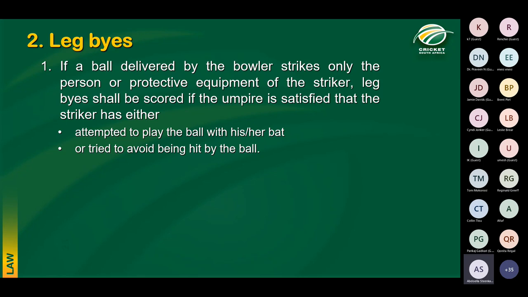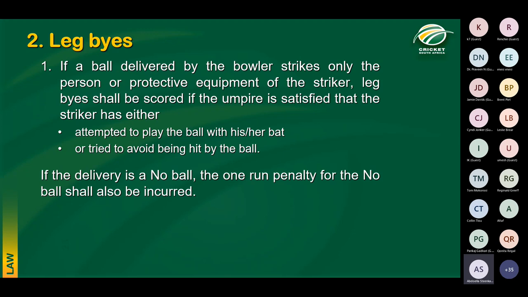Just to summarize again, the ball is delivered and the ball strikes any part of the person or the protective equipment of the striker. And then if they do decide to run, leg byes can only be scored if two criteria are met. The first criterion is the striker needs to attempt to play the ball with the bat. The second criterion, the striker needs to try to avoid being hit by the ball. If one of these criteria is met, the leg byes should be awarded if they do decide to run. If the delivery is a no ball, the one run penalty for the no ball shall also be scored. So leg byes will count, and if the ball was a no ball, the no ball shall also be scored.